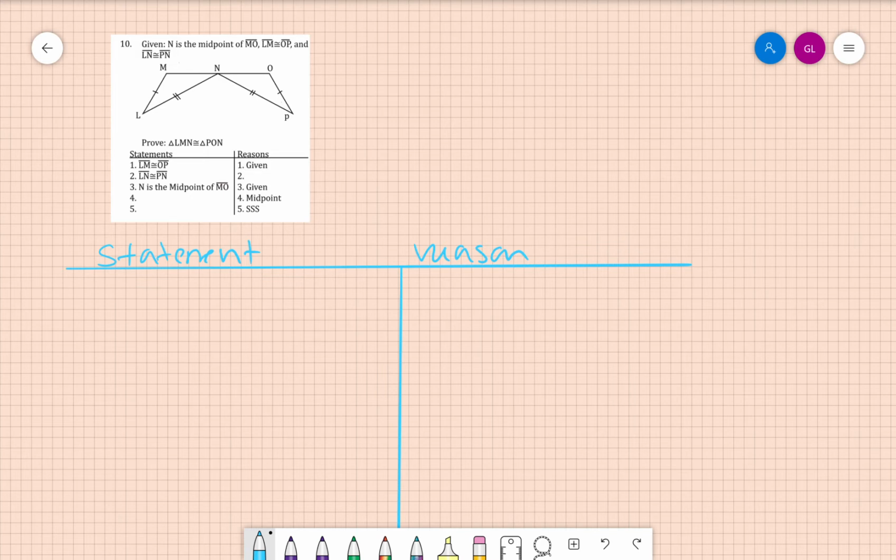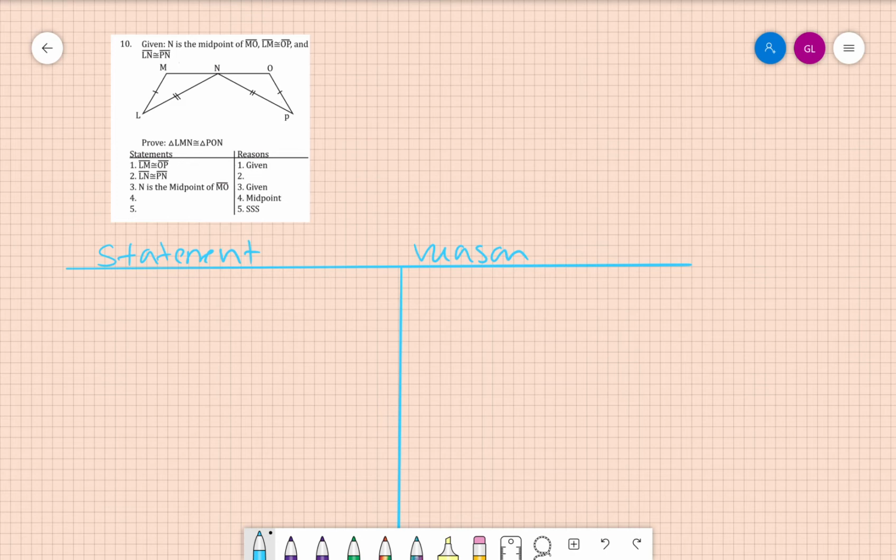Good afternoon again. We're looking at number 10 from the triangle proof practice. I selected these problems because they didn't have a huge level of difficulty. They give you a decent amount of the statements and reasons provided, but it's about being systematic and understanding the process and how you want to prove some of these proofs, so I wanted to provide these as examples.